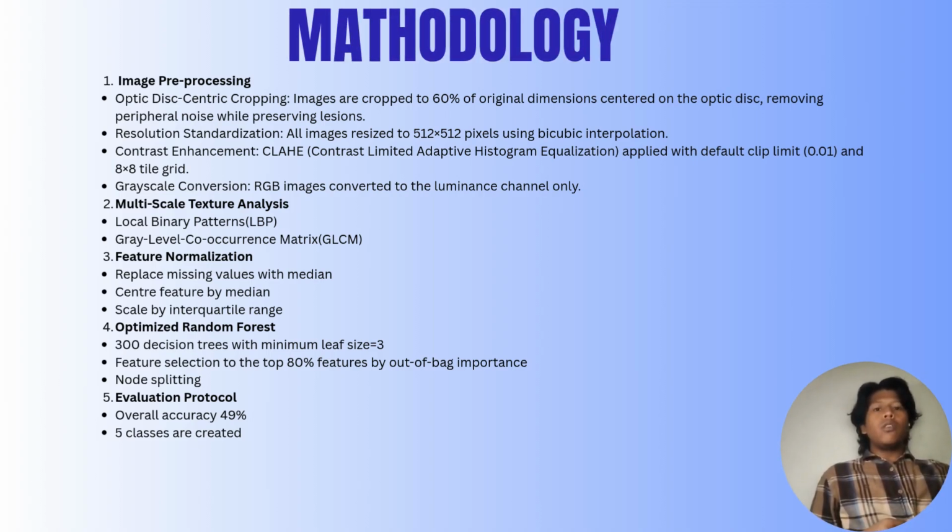Alright, this is our methodology. The first one is image processing. For image processing, we use optic disc-centric cropping. We will crop the image by 60%, and resolution standardization, where we take the image size as 512 by 512, and contrast enhancement, we will use CLAHE, which is contrast limited adaptive histogram equalization, and we will convert all the RGB to grayscale.